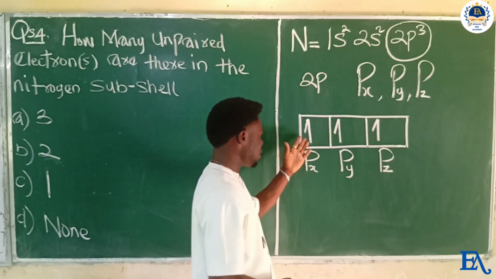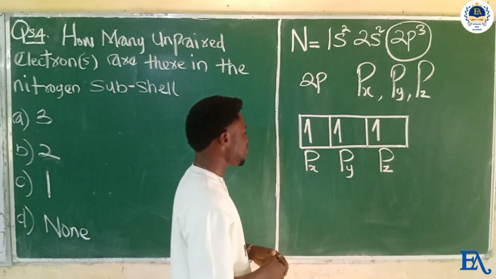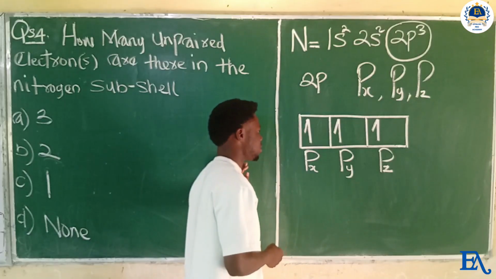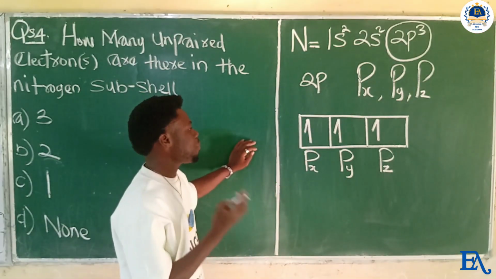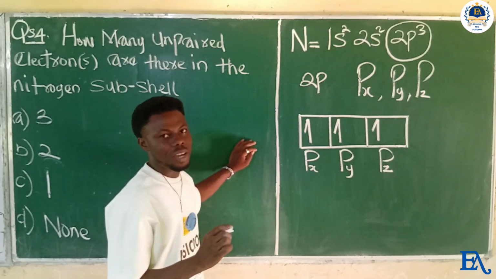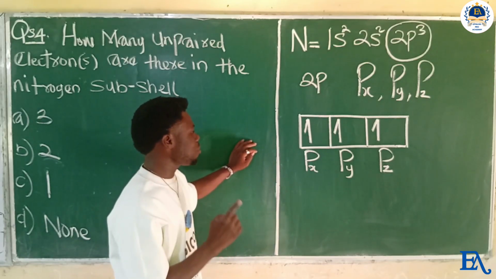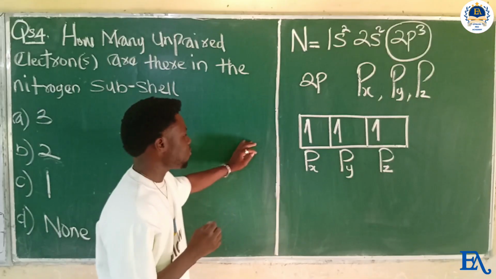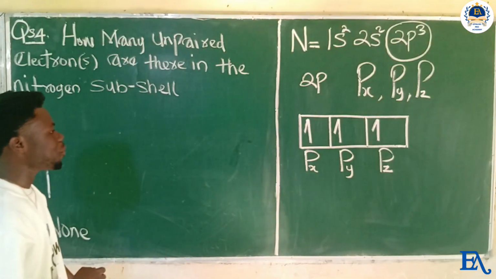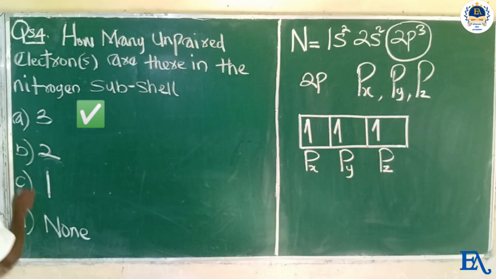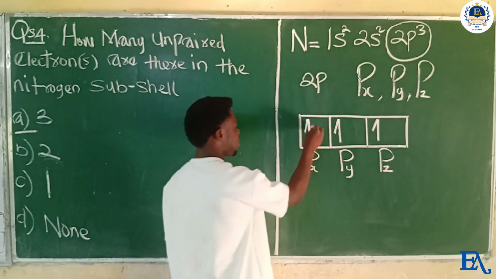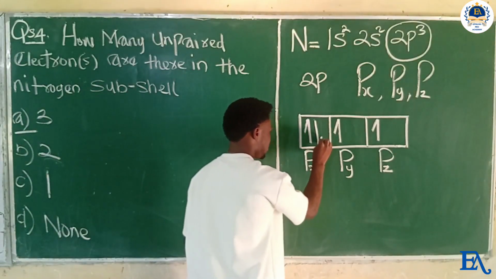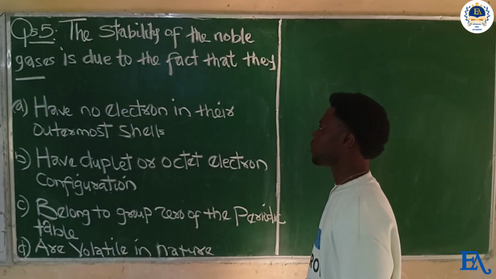So after adding these 3 electrons into the orbitals, none of these orbitals is paired. Take note of this. None of them is paired. None of them has more than 1 electron in them. Therefore, we can say that there are 3 unpaired electrons. So the correct option is option A, 3 unpaired electrons. It becomes paired when we have another electron with it like this. That's it.